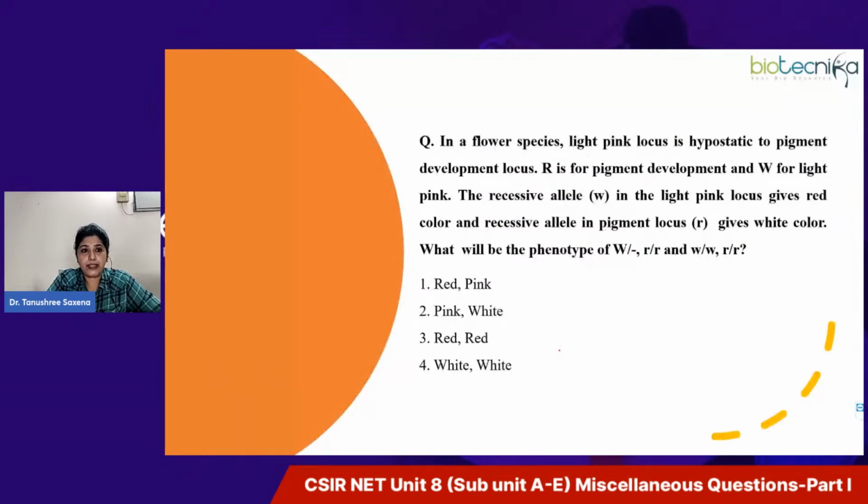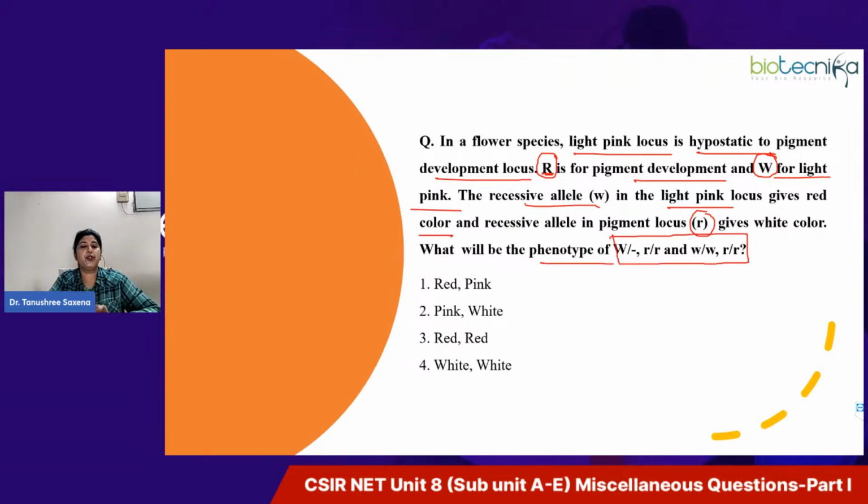Now moving over to another question. In a flower species, the light pink locus is hypostatic to the pigment development locus. The dominant allele, that is this R, is for pigment development, and the dominant allele W is for light pink. The recessive allele w in the light pink locus gives red color, and the recessive allele in the pigment locus gives white color. So what will be the phenotype of this genotype which is given to you?